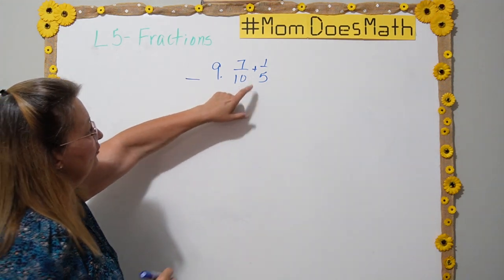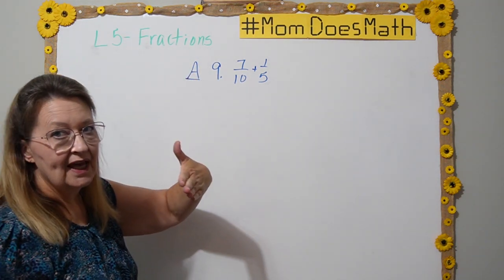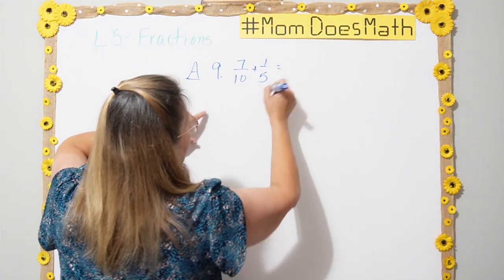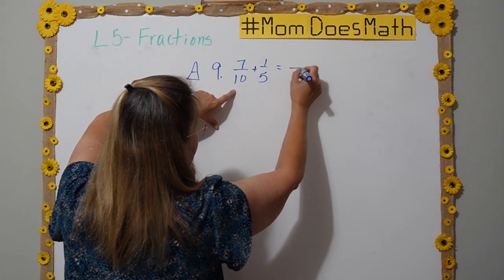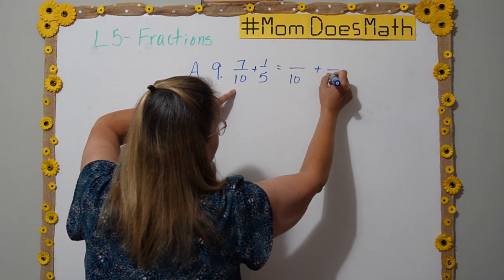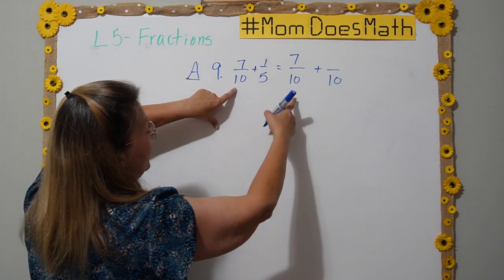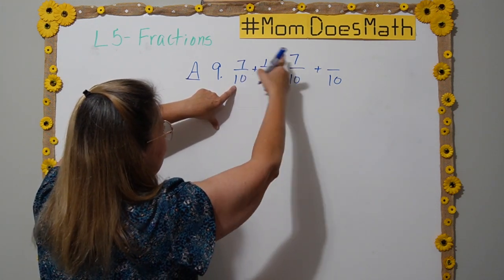Okay, for number 9, we have addition. So you're going to put an A in the blank, and then your brain is going to say, okay, for addition, I have to have a common denominator. Now when you look at 10 and 5, what's the smallest number that both of these will go into? Well, 10. So I won't even have to change the first fraction. You can ask yourself, what did you multiply 10 by to get 10? Well, times 1. So 7 times 1 is 7.